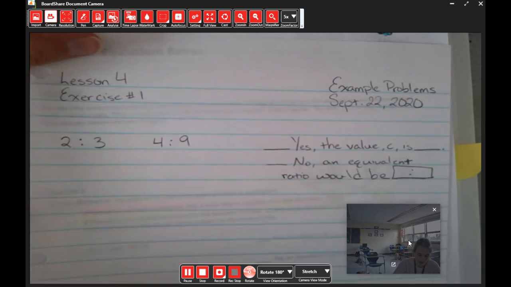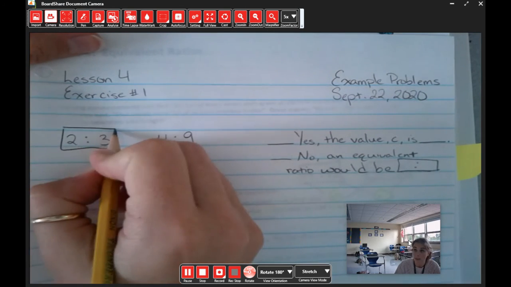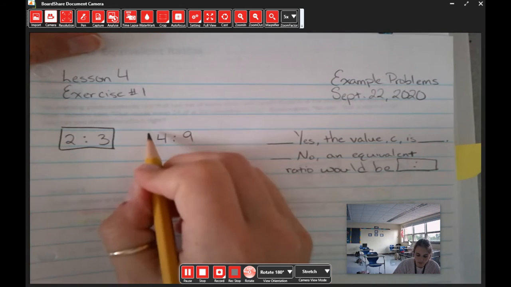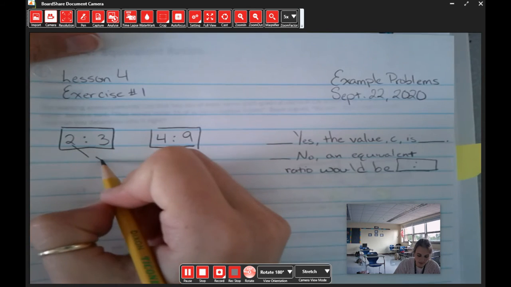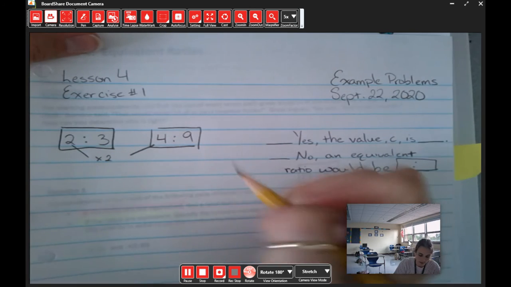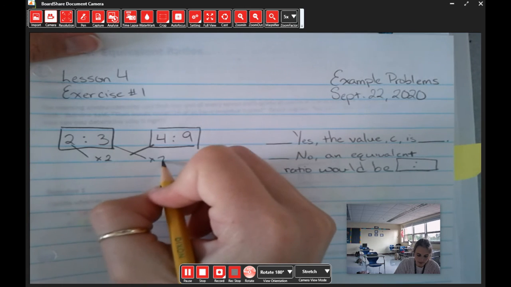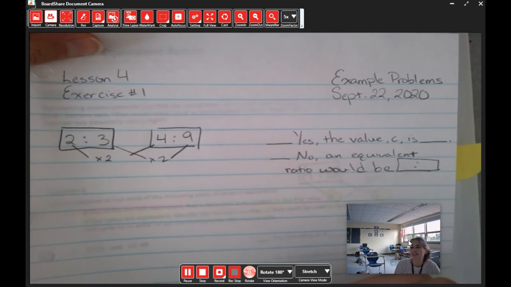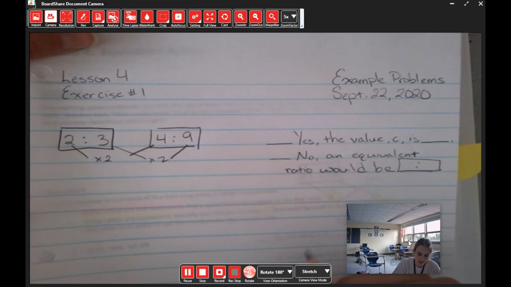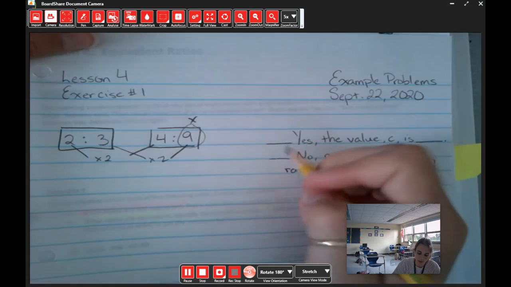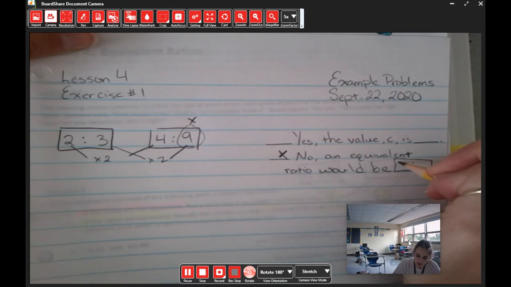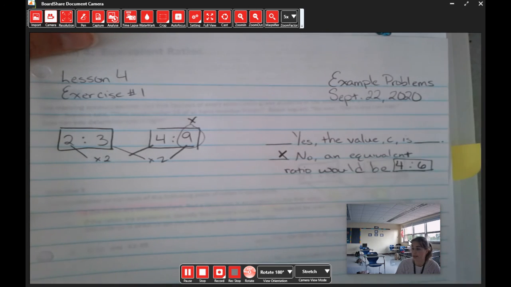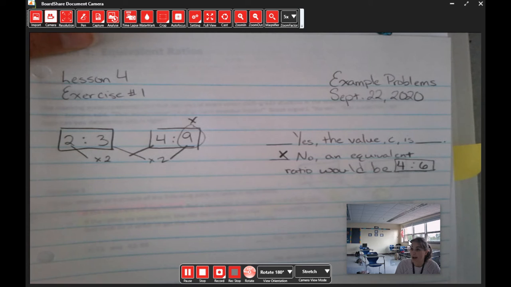I'm starting with the ratio 2 to 3. Then I'm going to see if this is equal to 4 to 9 or if it is not equal to 4 to 9. So 2 times 2 gives me 4. 3 times 2 gives me 6. It does not give me 9, which means this number is wrong. So no, they're not equivalent. It should be 4 to 6. Now you don't have to pick 4 to 6.